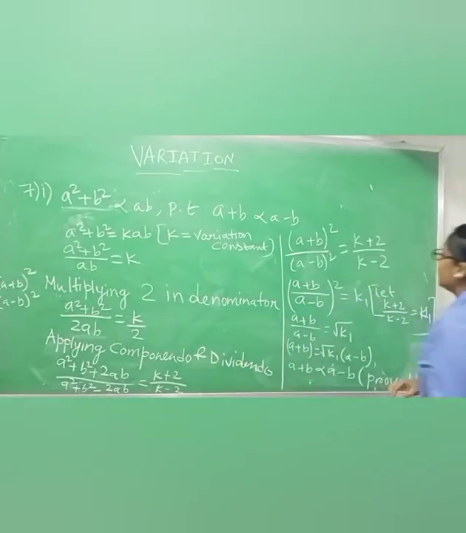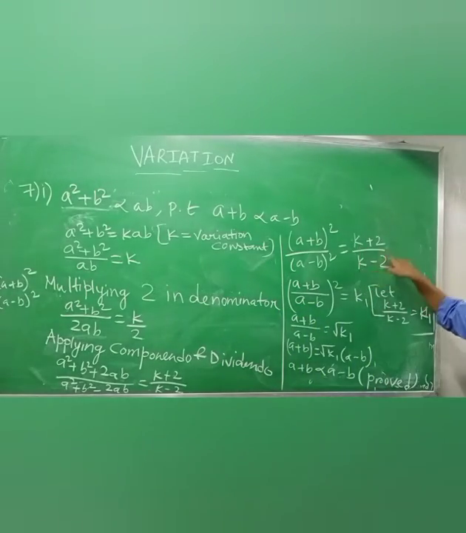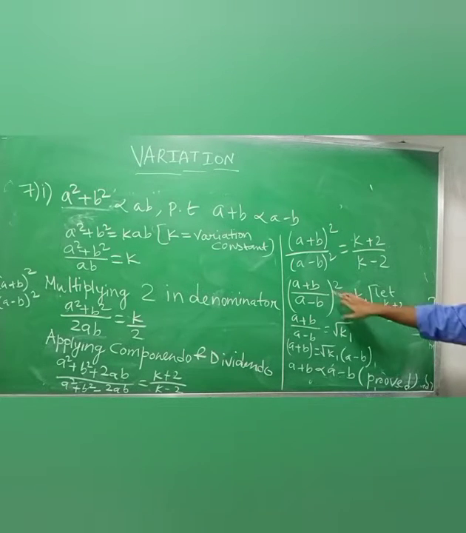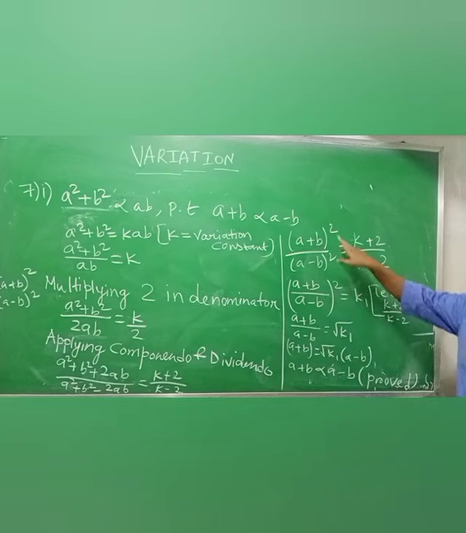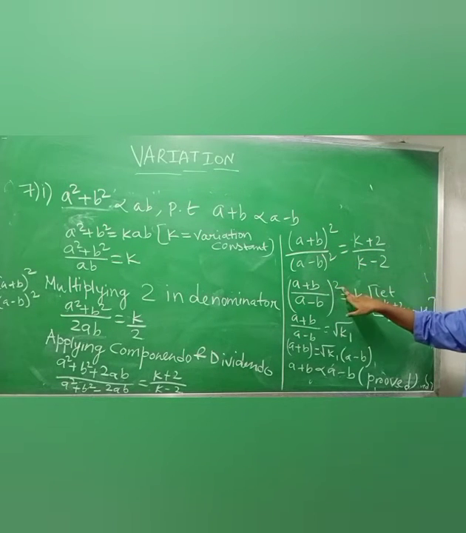Now you can see k is already constant and 2 is also constant. So I am making this one constant term: let k plus 2 by k minus 2 equals to k1. I am taking this as k1 to make it simple, nothing else. Now I can take whole square, because here also we have square and here also we have square, so I am taking the square root here.